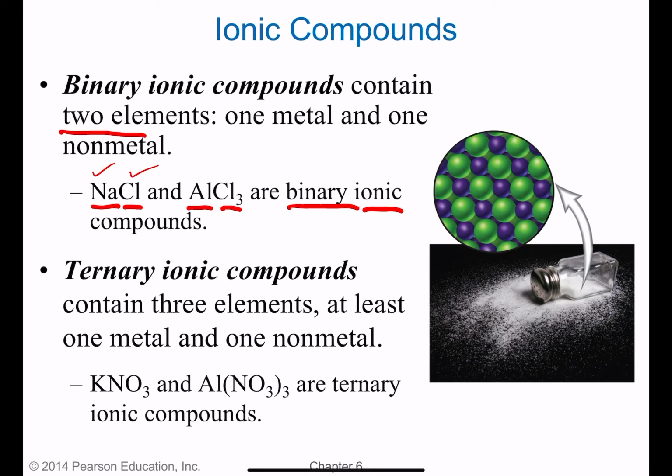Next group, a ternary ionic compound. So we've got 3 elements. For example, here we have potassium, nitrogen, and oxygen. And in this other example, we have aluminum, nitrogen, and oxygen. So we have 3 elements here, and that's why they're called ternary. These are still ionic because, and we'll see this in this lecture, we've got a metal right here, the potassium, and then this NO3 is what's called a polyatomic ion. But recall nitrogen and oxygen are both nonmetals. So we still have a metal bonded to a nonmetal, which is why it's ionic.